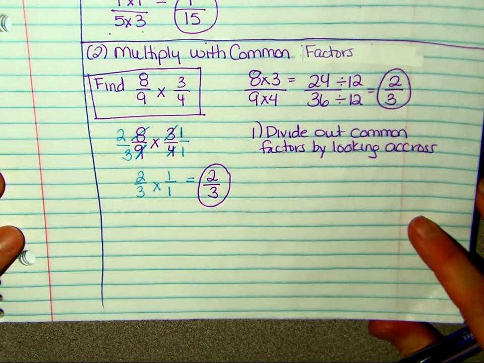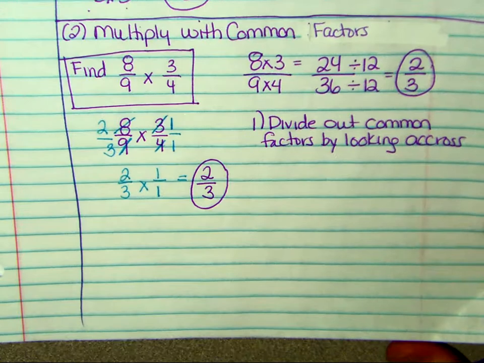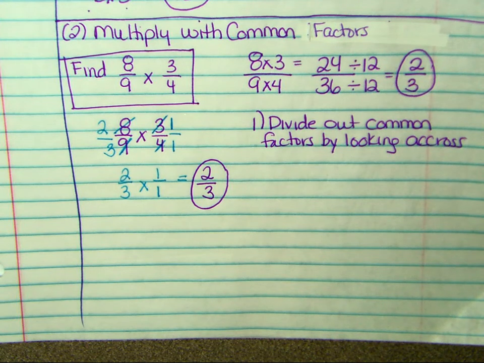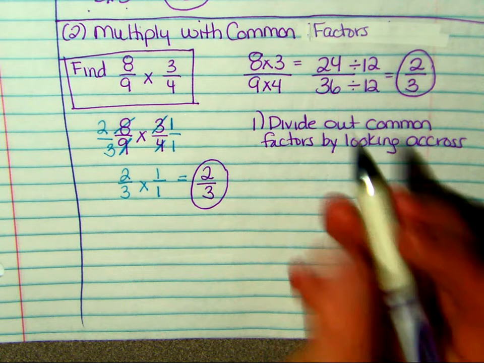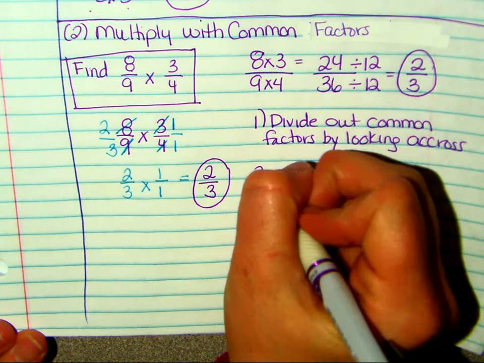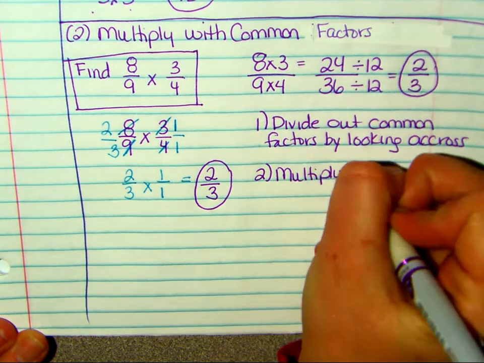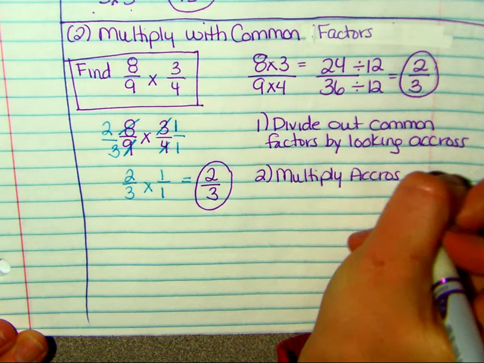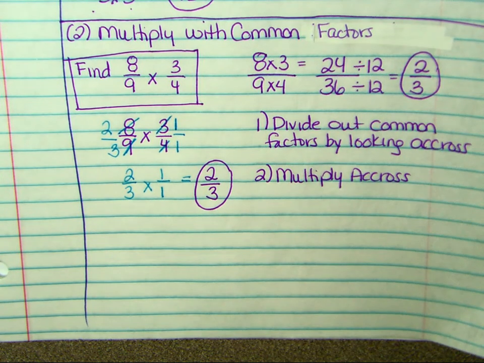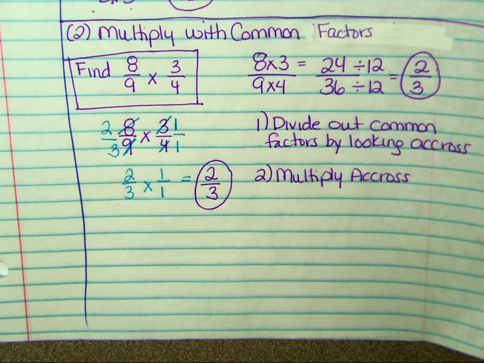I just didn't have to do the simplifying right there. I just did it in the problem. So the second step on this is you just multiply across. Now, if you can do this, it actually does save you a lot of time, especially if you find the greatest common factor of both and you really get that factor pulled out. It does help you.